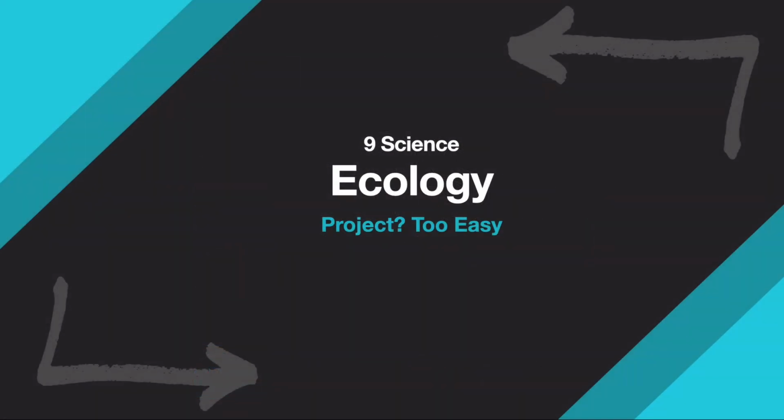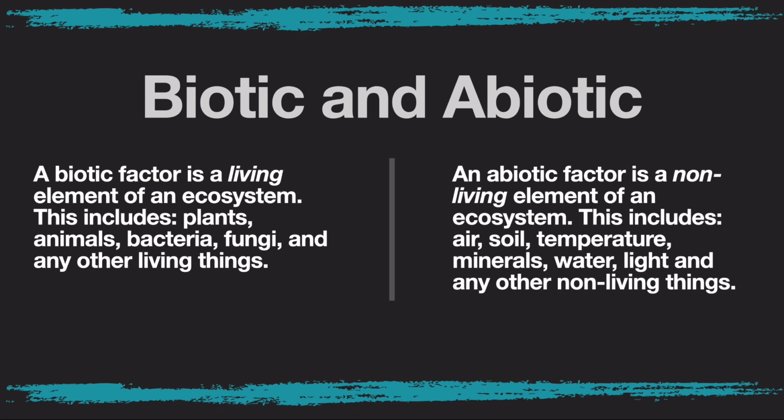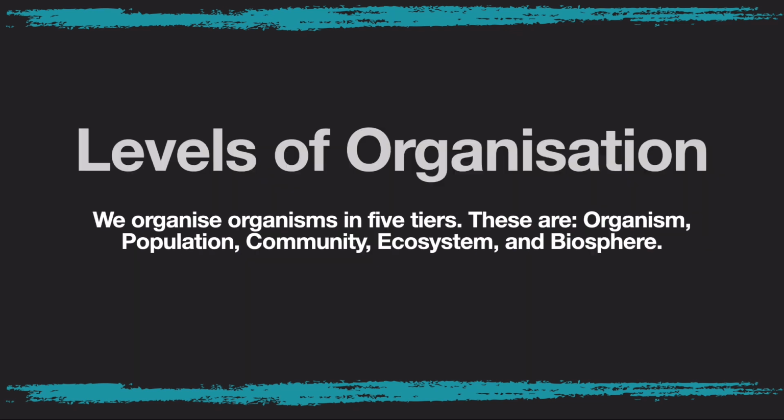Today we're going to be looking at ecology for Year 9 Science. And here we go. Ecology is the study of the relationships between all living things. A biotic factor is a living element of an ecosystem. This includes plants, animals, bacteria, fungi, and other living things. An abiotic factor is a non-living element of an ecosystem. This includes air, soil, temperature, minerals, water, light, and any other non-living things.